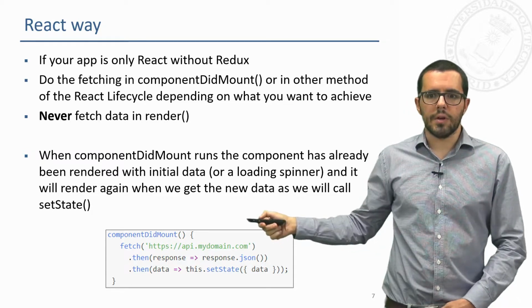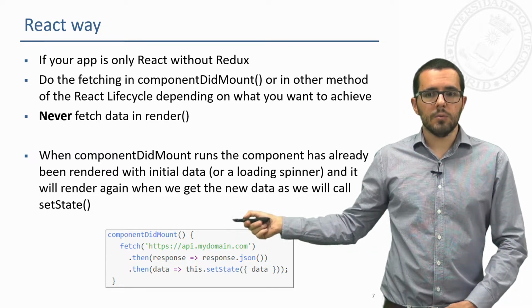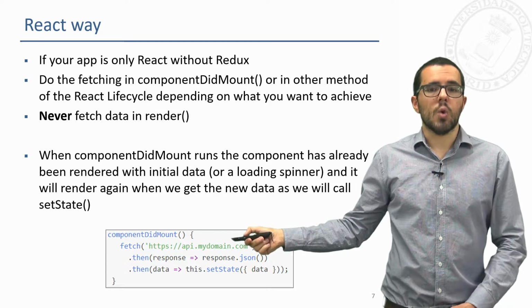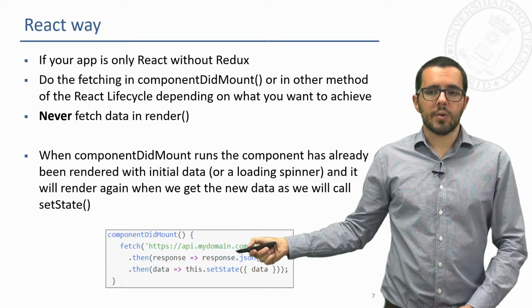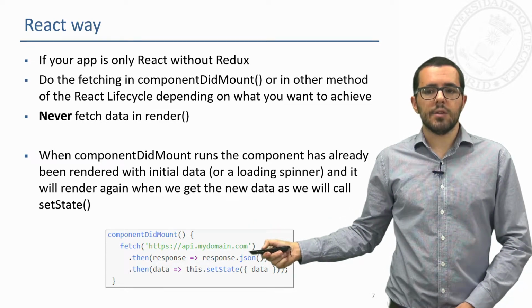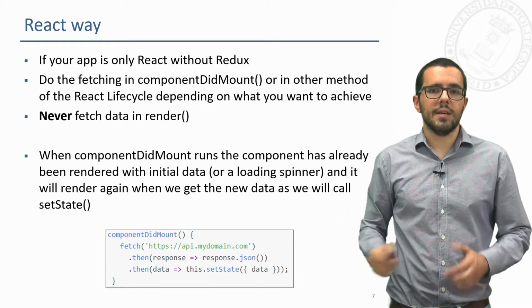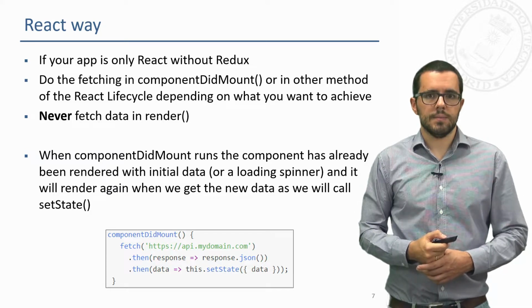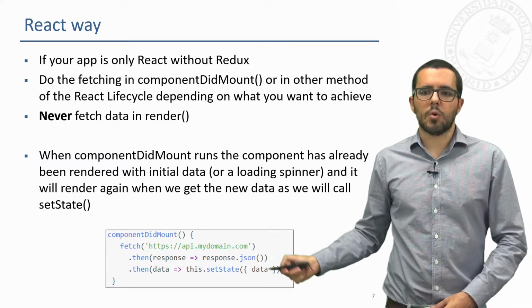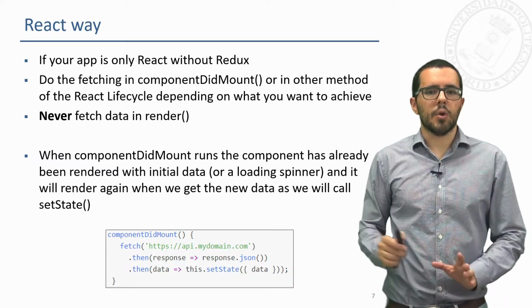For example, look here. In componentDidMount, you do a fetch to a URL. When you get the response, you get the JSON from it, and then you set a new state, and if you set a state, everything will be re-rendered. You can do something a little bit more complex. This is just a very simple example.